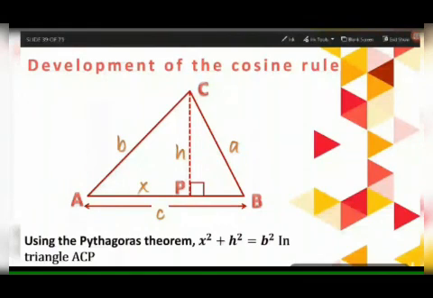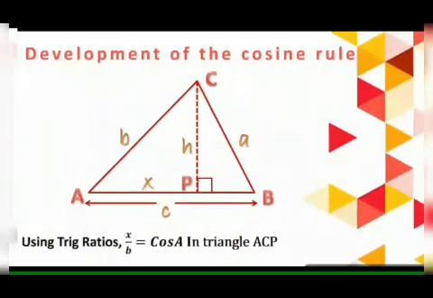In triangle ACP, when we apply the Pythagoras theorem, B is our hypotenuse, H is our opposite, and x is our adjacent, such that B squared is equal to x squared plus H squared. From our trig ratios, we know that the cos of an angle is found by dividing the adjacent by the hypotenuse. This means that in triangle ACP, cos A is equal to x over B, and in turn, x becomes equal to B cos A.